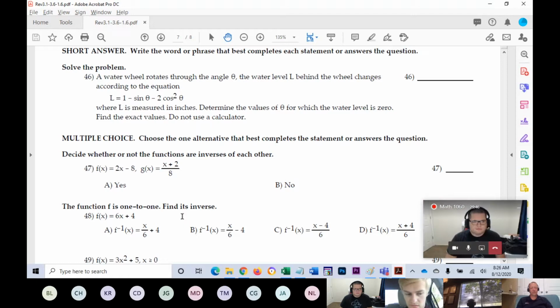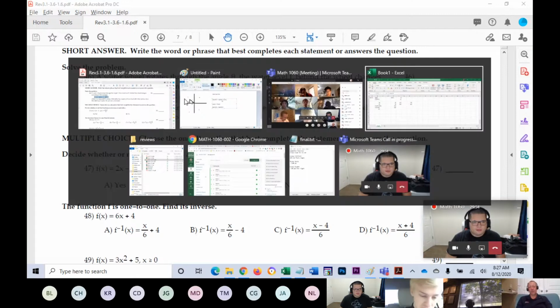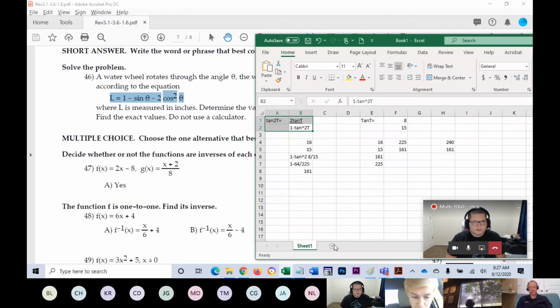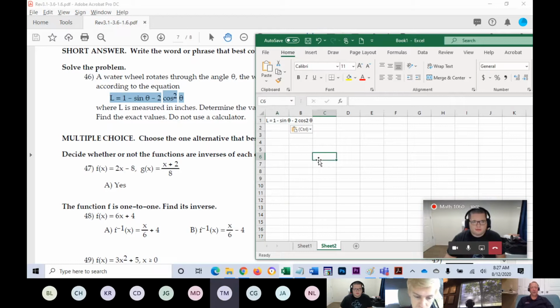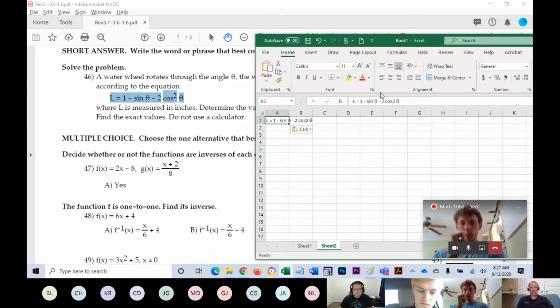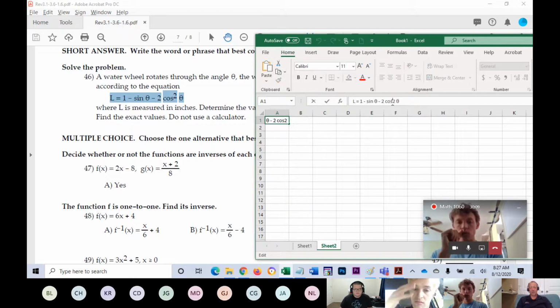So how do you do this one? I'm going to copy the equation. Hopefully. That copied really well, except that's a squared, not a 2 theta.